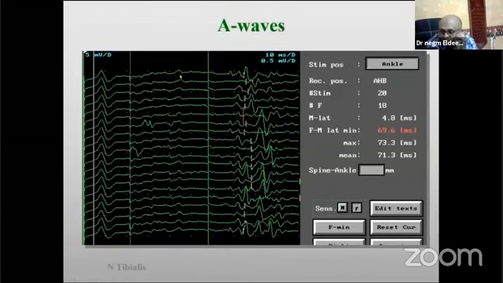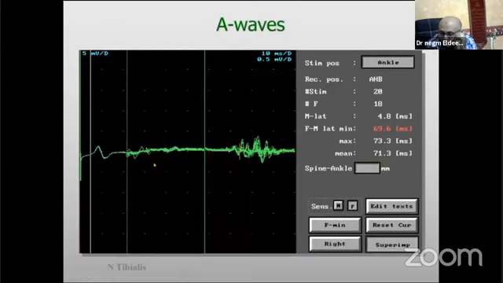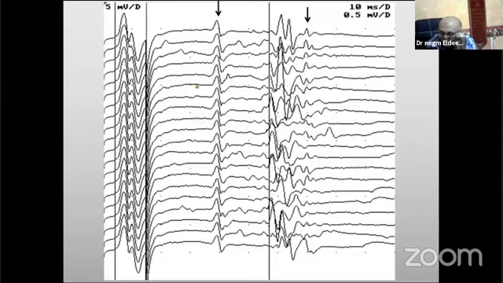Here are A waves in the tibial nerve, and you see it's a lot of them, one here, one here, one here. When we superimpose, we see these, and we also see that it was one here, it was one here, and so on. Here's another where we see one A wave between the CMAP and F response, and here is another that comes just at the end of the F responses.